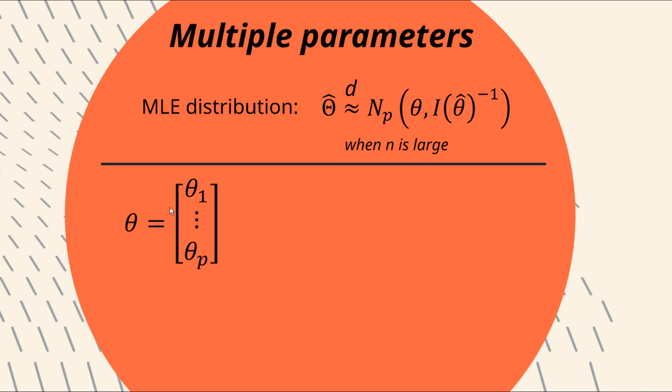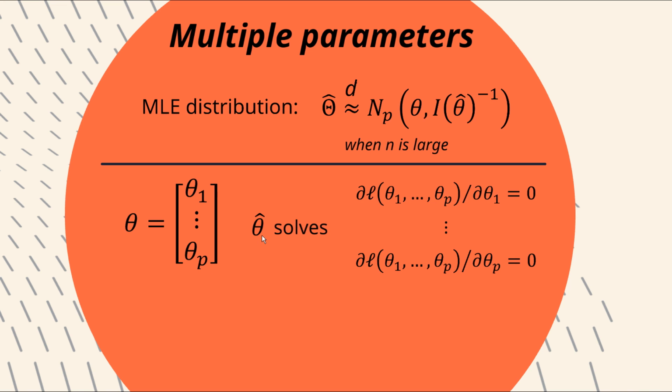So in this case, theta is a vector. I've put this as a column vector here. Theta 1 down to theta p for p parameters. Now to find theta hat, which itself is a vector, theta hat solves a bunch of simultaneous equations. So you're taking the log likelihood function and differentiating it with respect to each of the parameters in turn and setting all those partial derivatives equal to 0 at once, and then solving for all of your parameters. Fear not, we are going to deal with this in an example. But that provides you with this theta hat, which is a vector of individual parameter estimates.